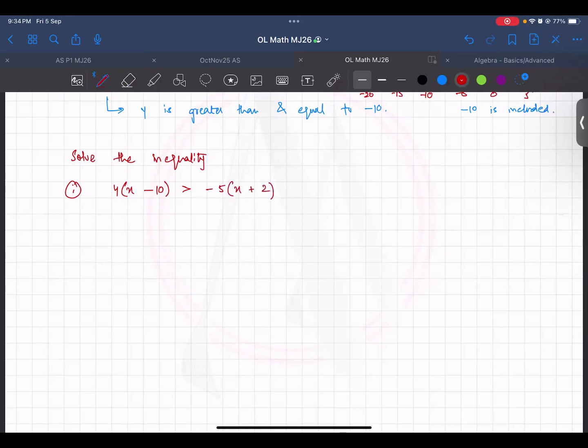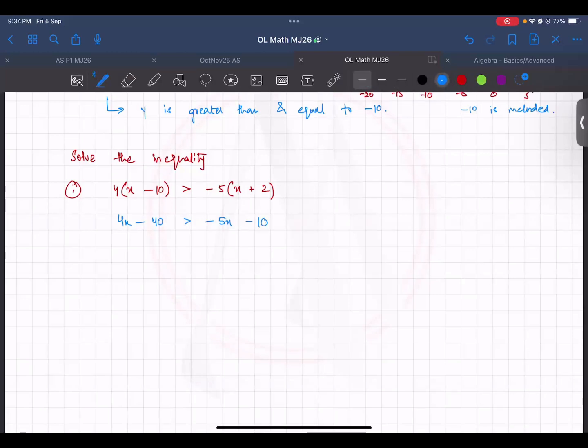Let's suppose this is a question. You would solve it the same way as you have solved algebra before. We expand the bracket, so 4x minus 40 greater than minus 5x plus 2. The problem comes in with the sign of the variable that you're trying to find. To avoid the problem with the sign, sometimes your sign of the inequality should be 10 instead of 2. Which should be 10? Yes, sorry, minus 10.